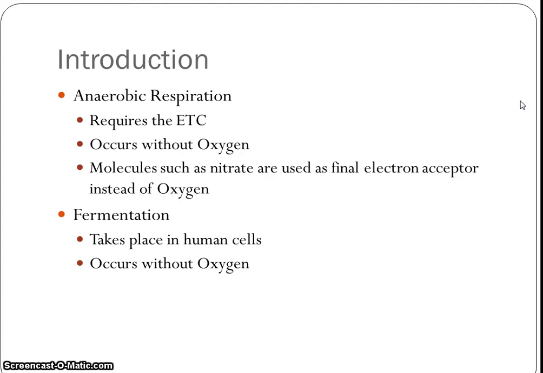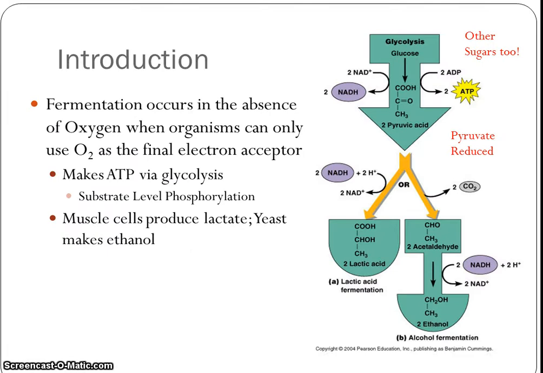Fermentation takes place in human cells, and it also occurs without oxygen, and this is a way human cells can produce ATP without oxygen. Fermentation occurs in the absence of oxygen when organisms can only use oxygen as the final electron acceptor. So human cells are not able to use nitrate as the final electron acceptor. So human cells rely on fermentation.